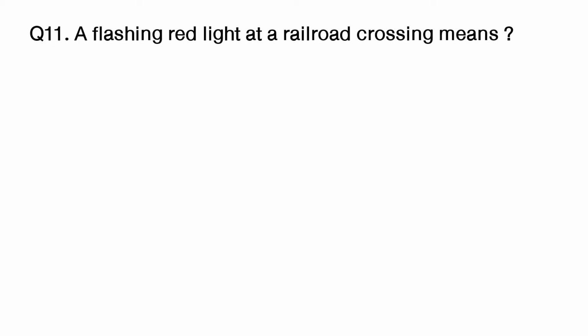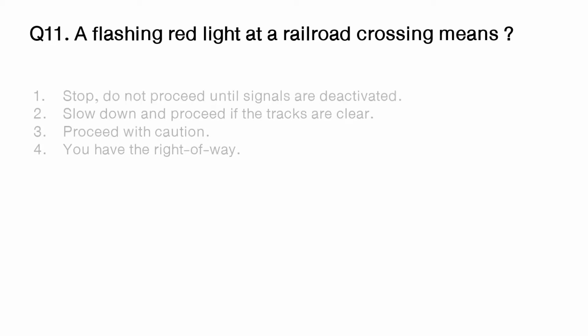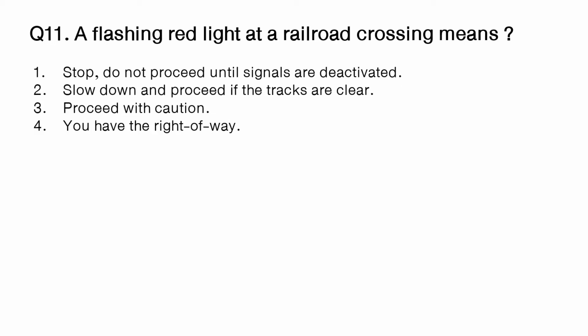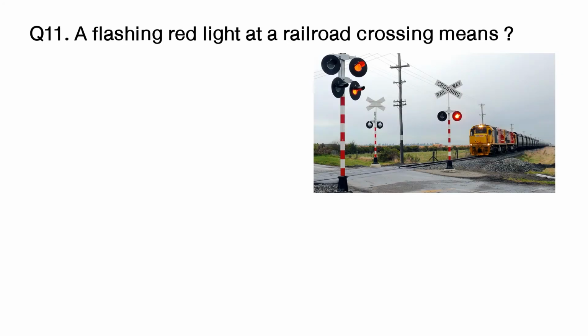Question: a flashing red light at a railroad crossing means: option number 1. Stop, do not proceed until signals are deactivated. Option number 2. Slow down and proceed if the tracks are clear. Option number 3. Proceed with caution. Option number 4. You have the right of way. The answer is option number 1.